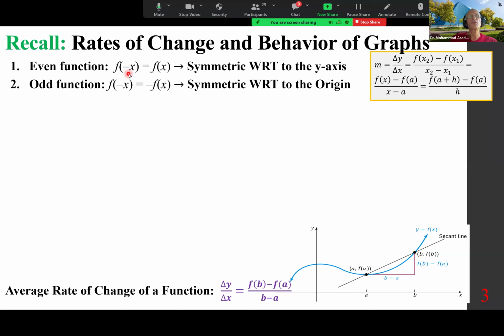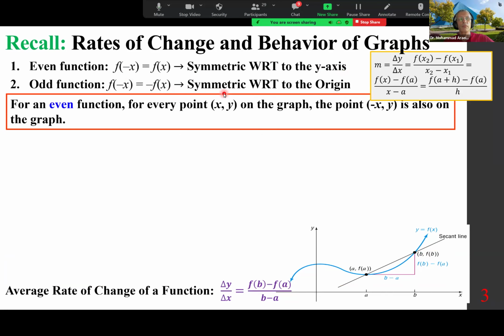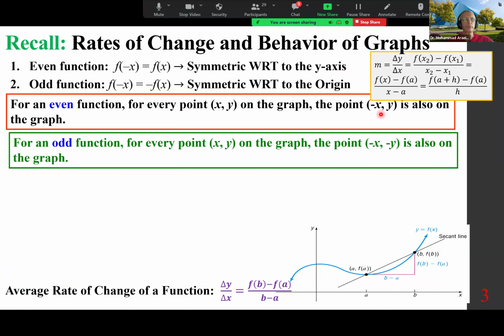Even functions: f of minus x equals f of x, symmetric with respect to the y-axis. Odd function: f of minus x equals minus f of x, and it's symmetric with respect to the origin. For an even function, for every point x comma y on the graph, we also have the point negative x comma y on the graph.